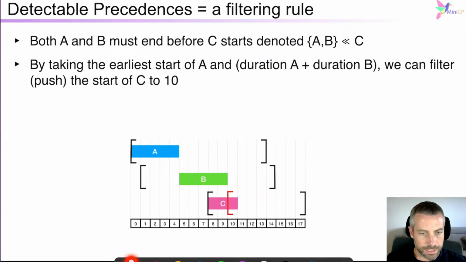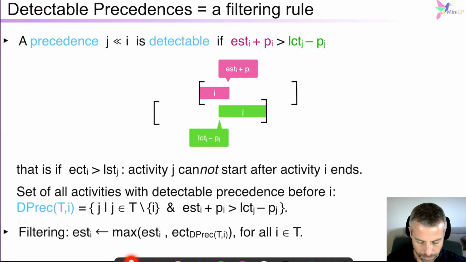The goal is to do exactly the same filtering as we did there for the 3 activities, but for an arbitrary number of activities, all with specific time windows, and we should do it as efficiently as possible. So a first definition that we need is how to decide that one activity is a precedence of another activity. It's a necessary precedence. And we will say that it's a detectable precedence in that case.